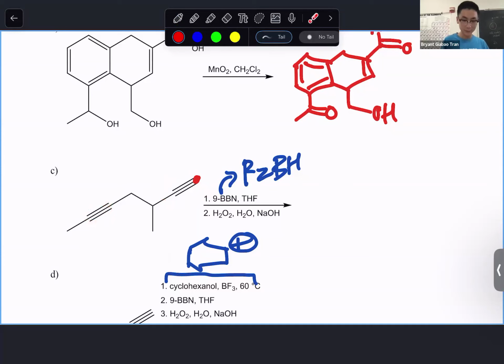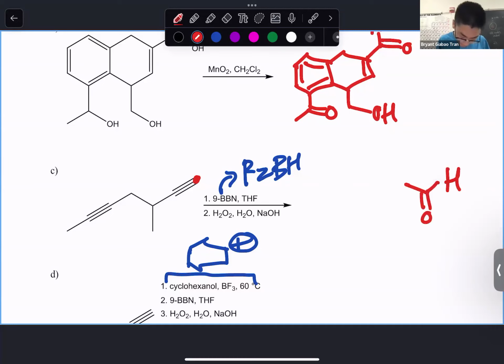An enol that was always going to be tautomerized. But that enol that tautomerizes for a terminal alkyne tautomerizes to an aldehyde. Always an aldehyde. Methyl ketone from a terminal alkyne. Yeah, nice. Let's say the aldehyde is that.